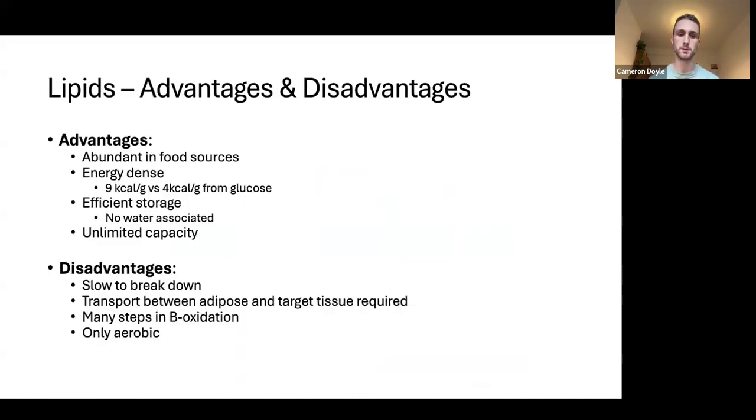Okay, so we're going to move on to lipids. That was the biggest one, glucose. So I think these others should be a bit shorter.